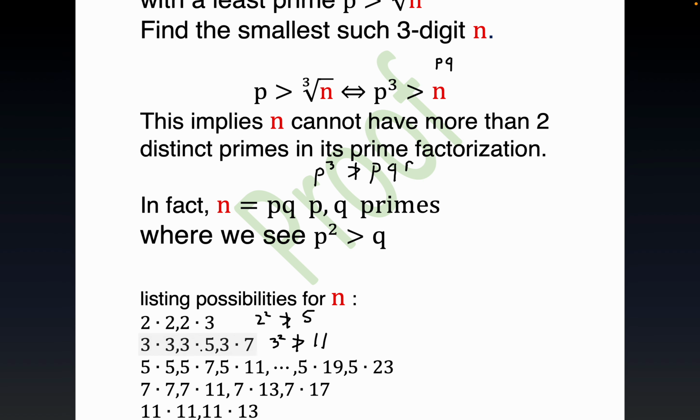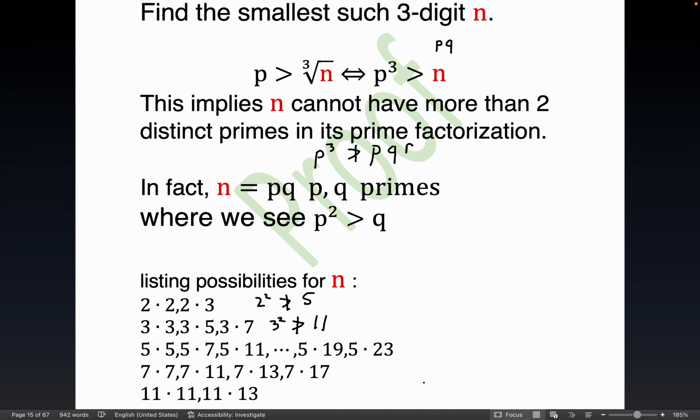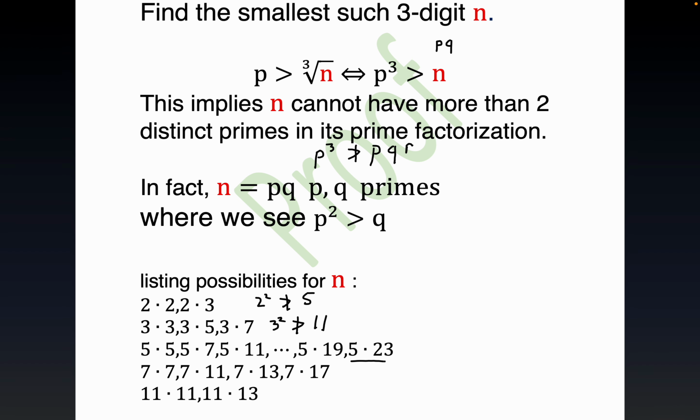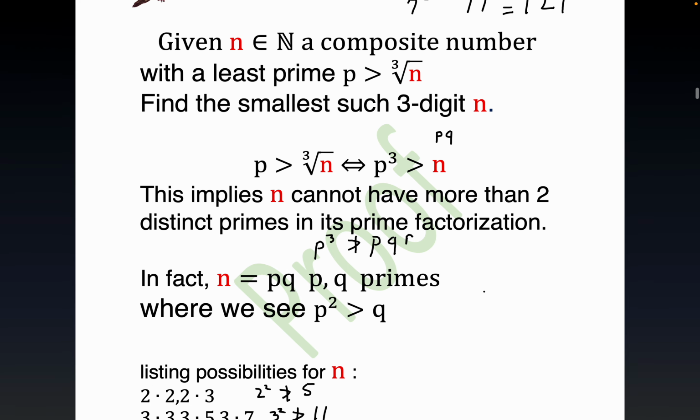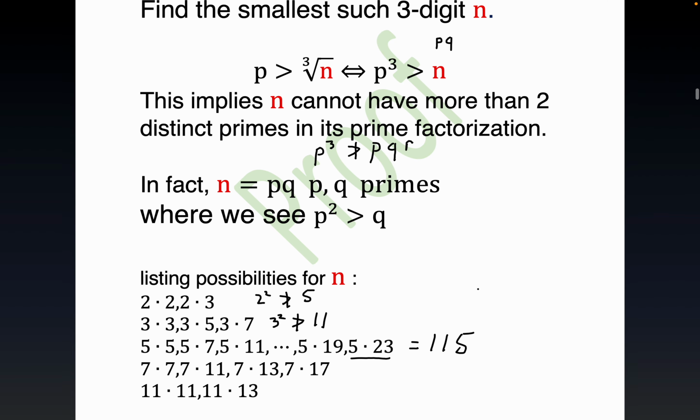None of these are 3-digit numbers, right? But on this list, notice how all the squares appear. All the squares appear because p and q don't necessarily have to be distinct. And you get all the way up to 5 times 19 as the last 2-digit number, but 5 times 23 is a possibility, because that's equal to a number that's less than 121. Is that 115? Yes, that's 115. And notice that we did find 121, which is a larger number than 115.